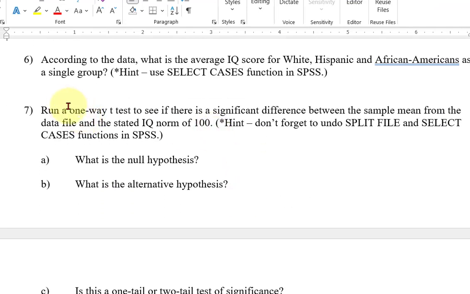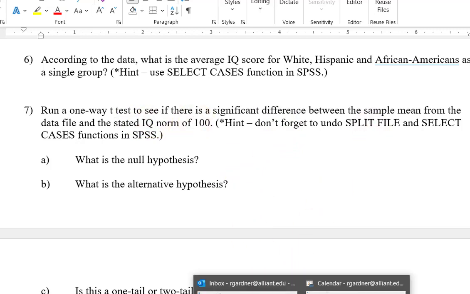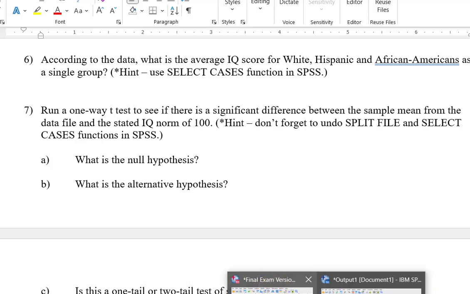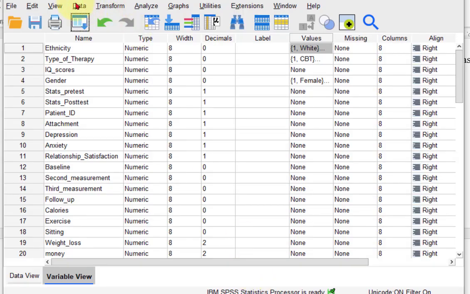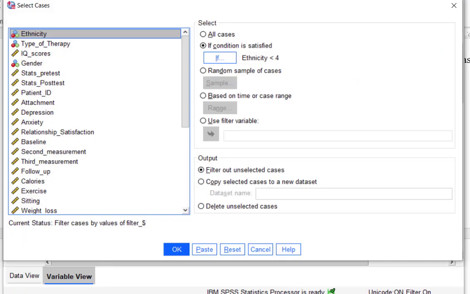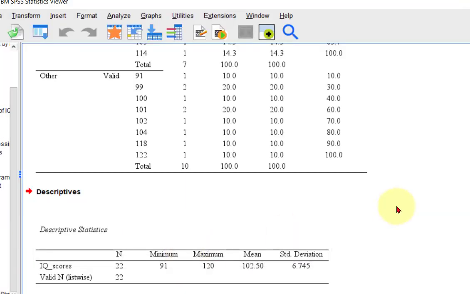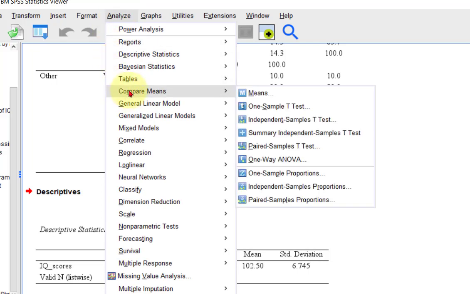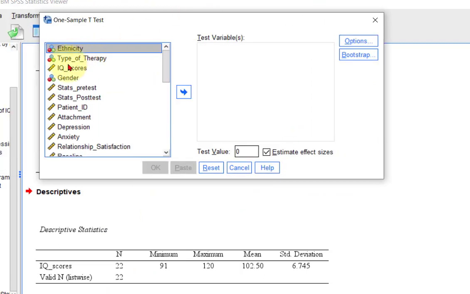A one-way t-test. That's what tells you what to do, one-way t-test. Significant difference between the sample mean from the data file IQ versus a norm of 100. So again, don't forget to unsplit the file and undo the select cases. So back up here, down to select cases, and just hit reset. So the data's back to normal. So we're doing a one sample t-test. Analyze, compare means, because that's what t-tests do, right? It compares the means. One sample t-test, and we want IQ.